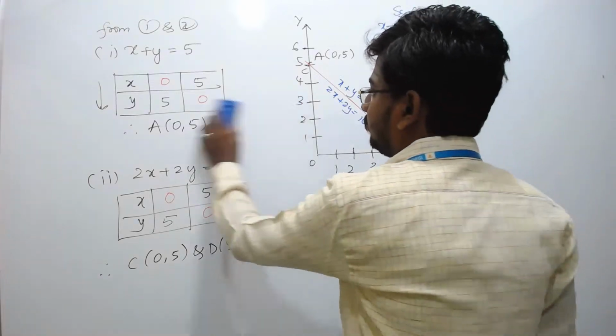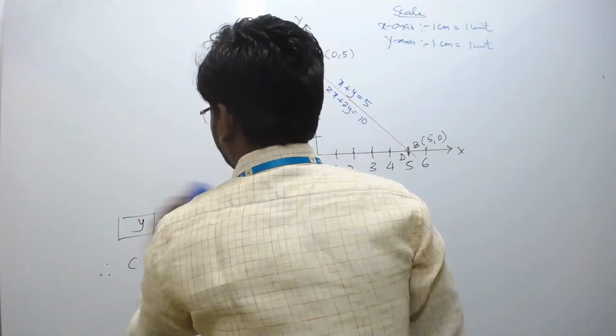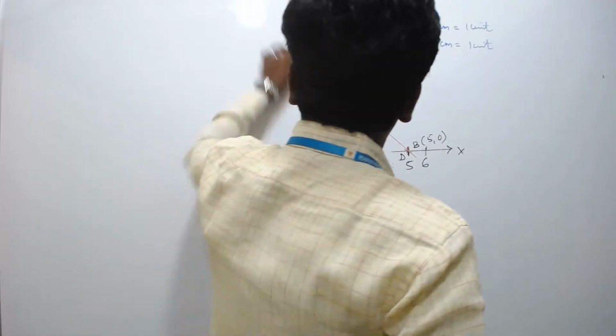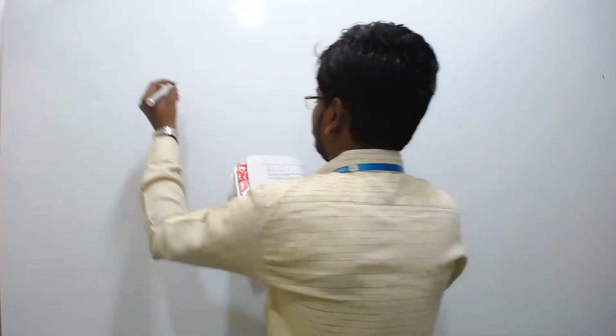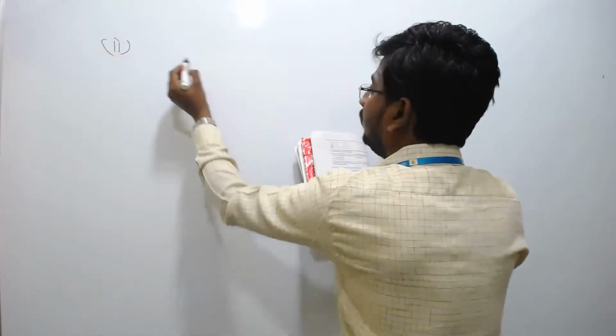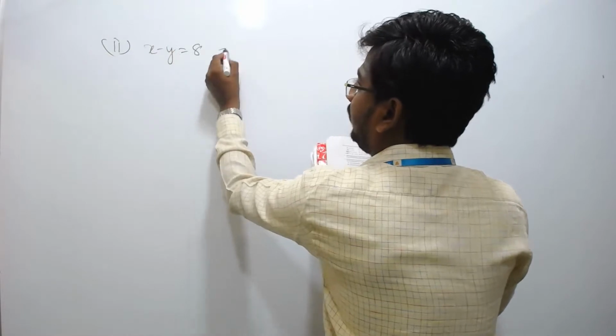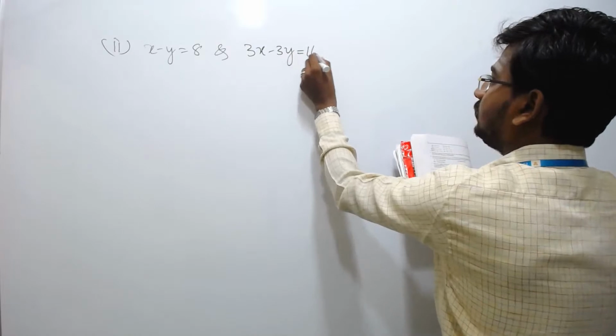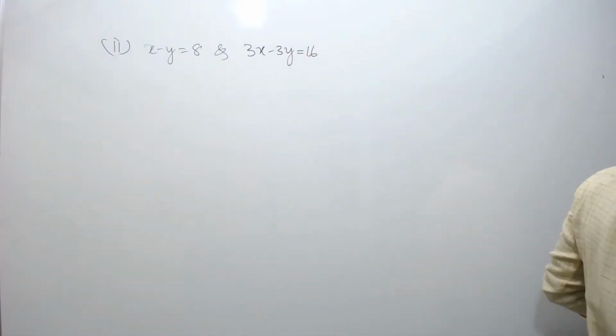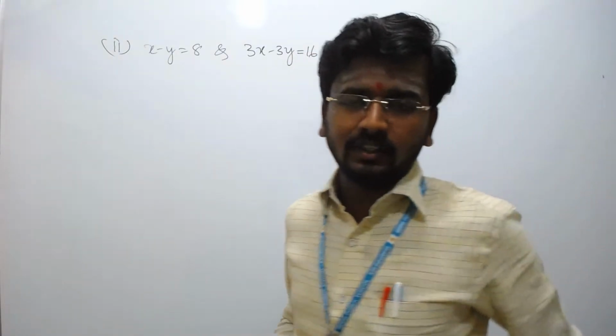So this was the first problem's solution. Now let us look at problem number 2. I'm not going to solve the whole procedure now. You have to tell me the answer quickly. Note down the given equations and tell me whether they are coincident, parallel or intersecting. Question number 2: x minus y equal to 8 and 3x minus 3y equal to 16. Whether it is coincident, parallel or intersecting.